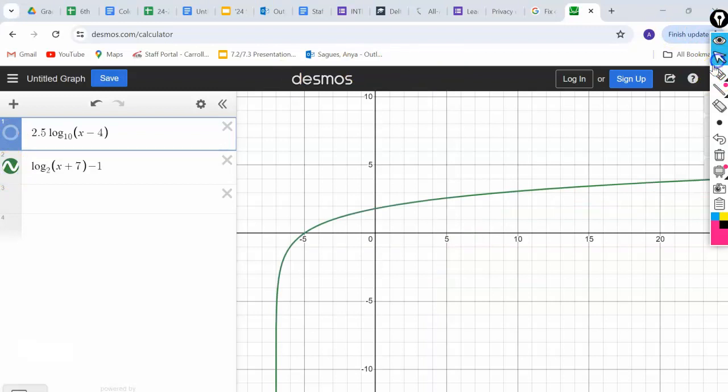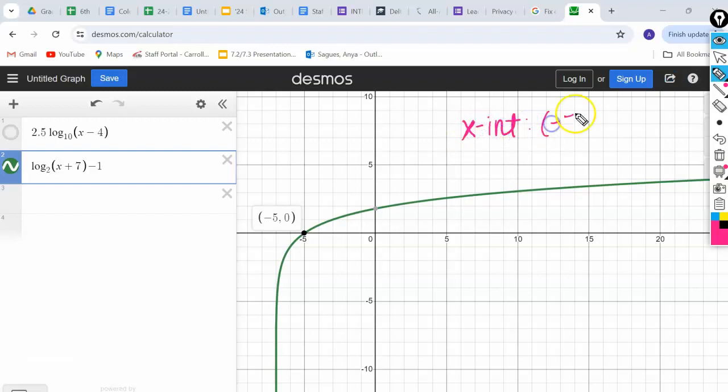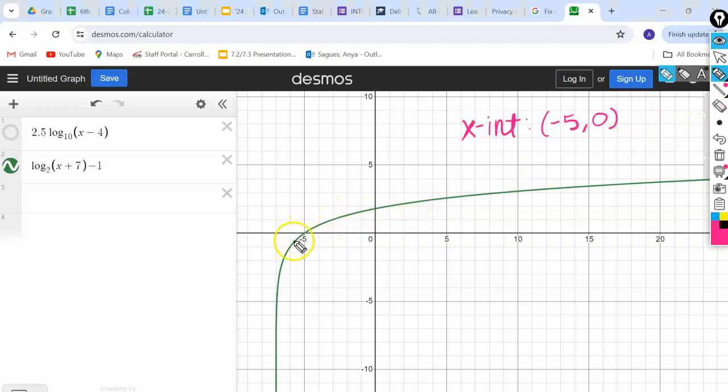Again, x-intercept, looking for it on the graph. Here it's at negative 5. So my x-intercept is at negative 5 comma 0. And now asymptote. That's the line that it looks like my graph is on top of. I'm following this green line, and it looks like my graph just goes to a straight line right here. That is going to be where your asymptote is.